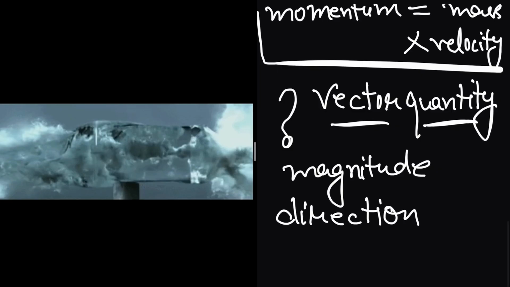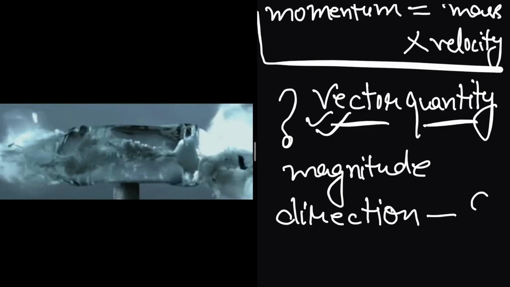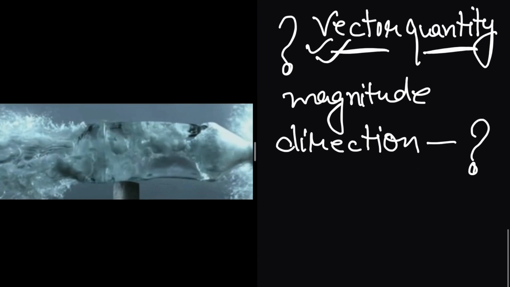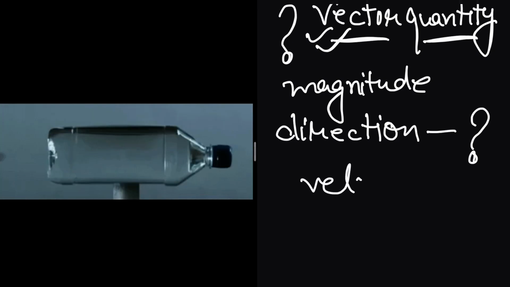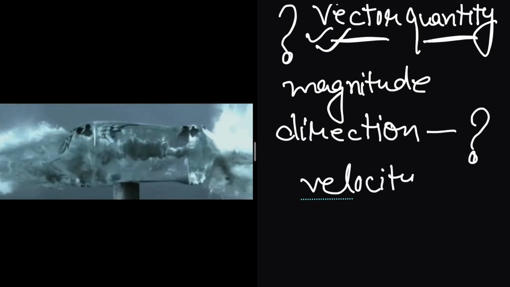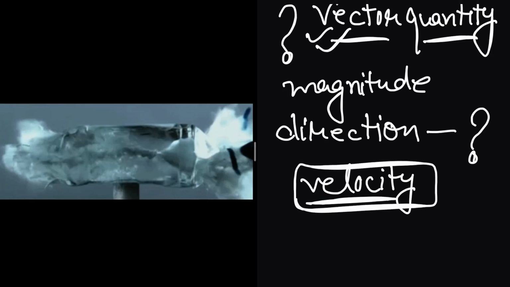So momentum is which quantity? Vector quantity. Now what will be the direction of the momentum? The direction of the momentum will be the same as the direction of velocity. The direction of momentum is the same as the direction of velocity.